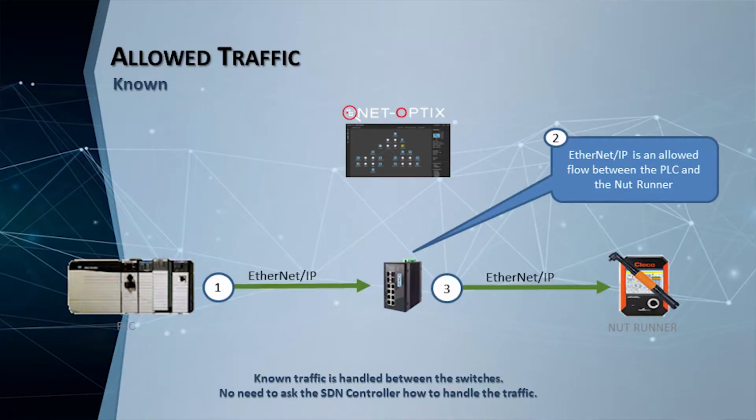So the concept of allowed traffic, right? If the switch already knows that Ethernet IP was allowed between those two, because the first time it saw the traffic, the switch sent a question up to the controller and says, is this okay? Switch says yes, it'll never ask again. Okay?